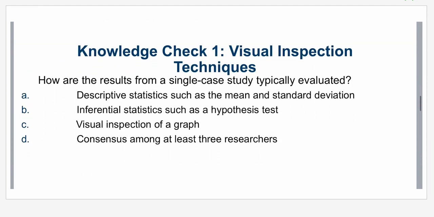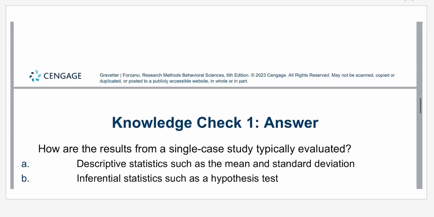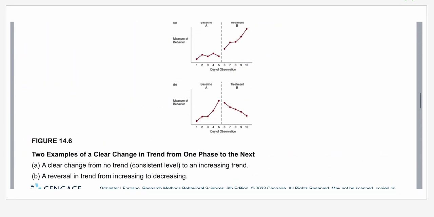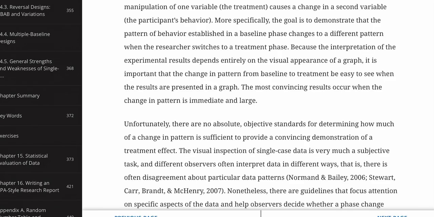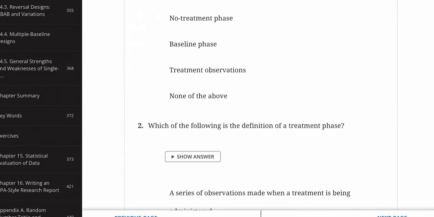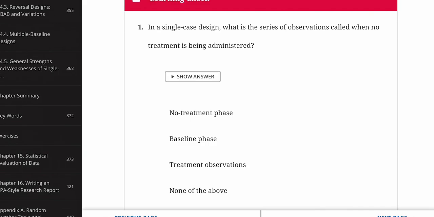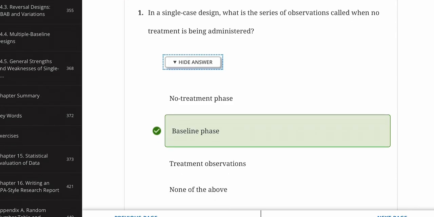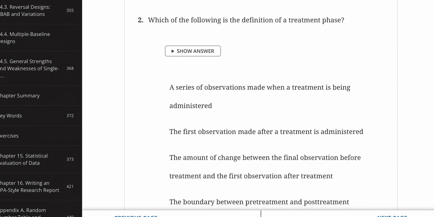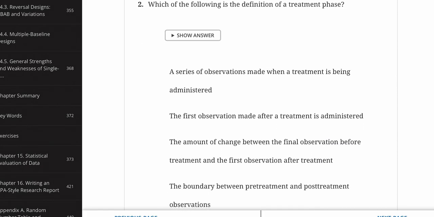And then the knowledge check is next, and we're going to go over to the learning check in your book because it covers one of those questions. Okay. So learning check. In a single case design, what is the series of observations called when no treatment is being administered? So no treatment, remember, is the baseline phase. So remember that term, baseline. Which of the following is the definition of a treatment phase?